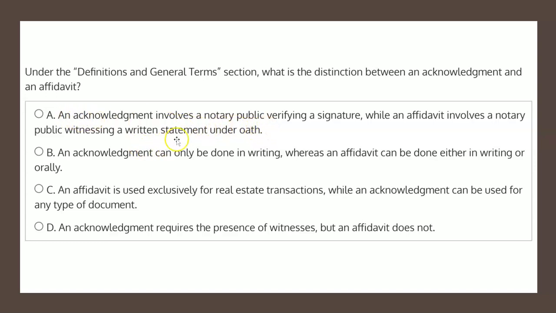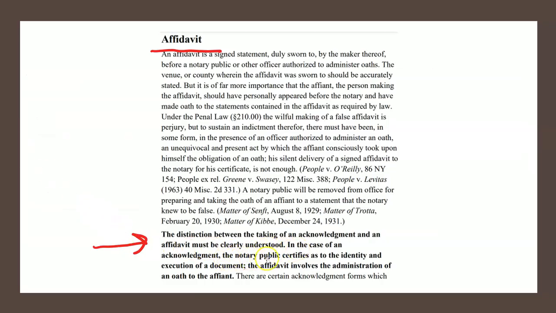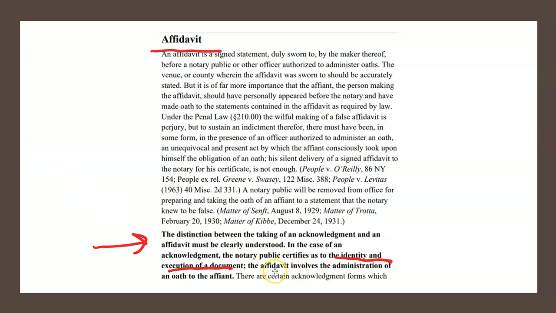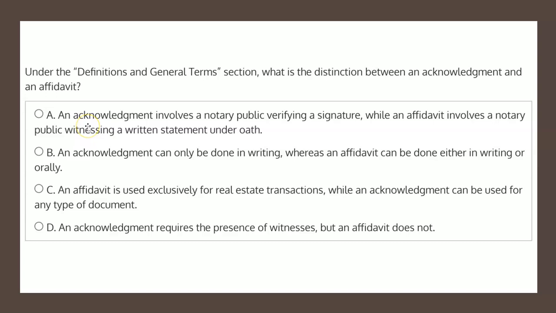So for example, it talks about an acknowledgement involving a notary public verifying a signature. In the distinction over here, it states that the notary public certifies as to the identity and execution of a document, which essentially is the same as saying verifying a signature. And again, with respect to the affidavit that's stated here in the choice, it states that the affidavit involves a notary public witnessing a written statement under oath. And here in the distinction, it states that the affidavit involves the administration of an oath to the affiant. So while the wording is somewhat different in this choice, it in fact is saying the same thing as the law states, and therefore choice A would seem to be our solution.